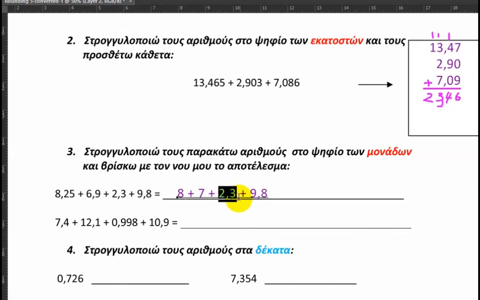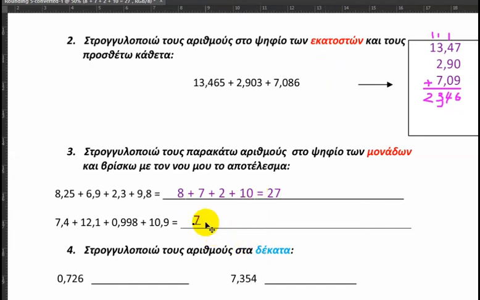2.3. 2 has a 3 after it, so it stays the same. 9.8. 9 has an 8 after it, so it grows by 1. Becomes 10. So we have to do 8 plus 7 plus 2 plus 10. And the sum of that is 27.